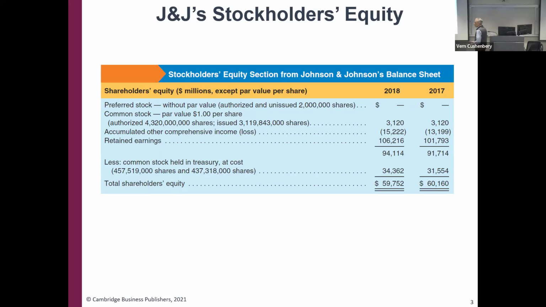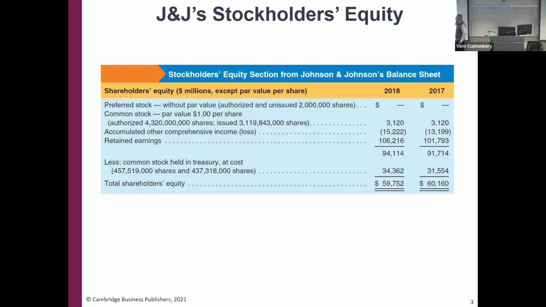So par values, in my mind, have almost become silly, but they still exist in accounting. And we still have to note that every share of common stock that we issue has some value. And in this instance, it has a par value of $1 per share. And we've authorized 4.3 billion shares of stock. Of that, we've only actually issued 3.1 billion shares of stock.